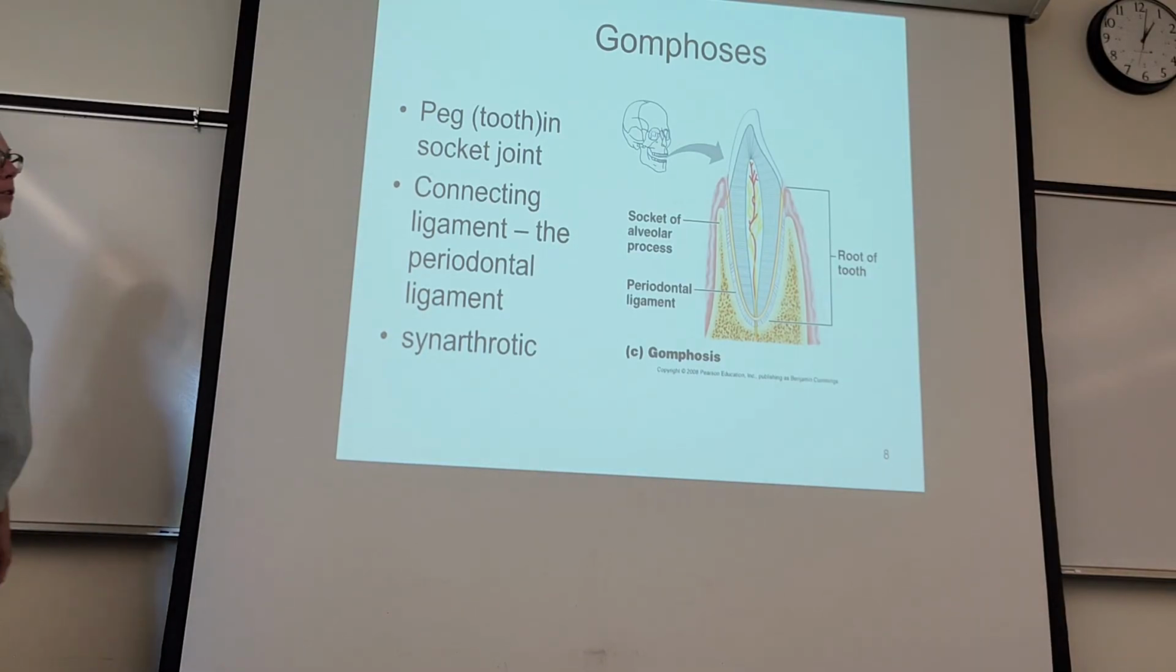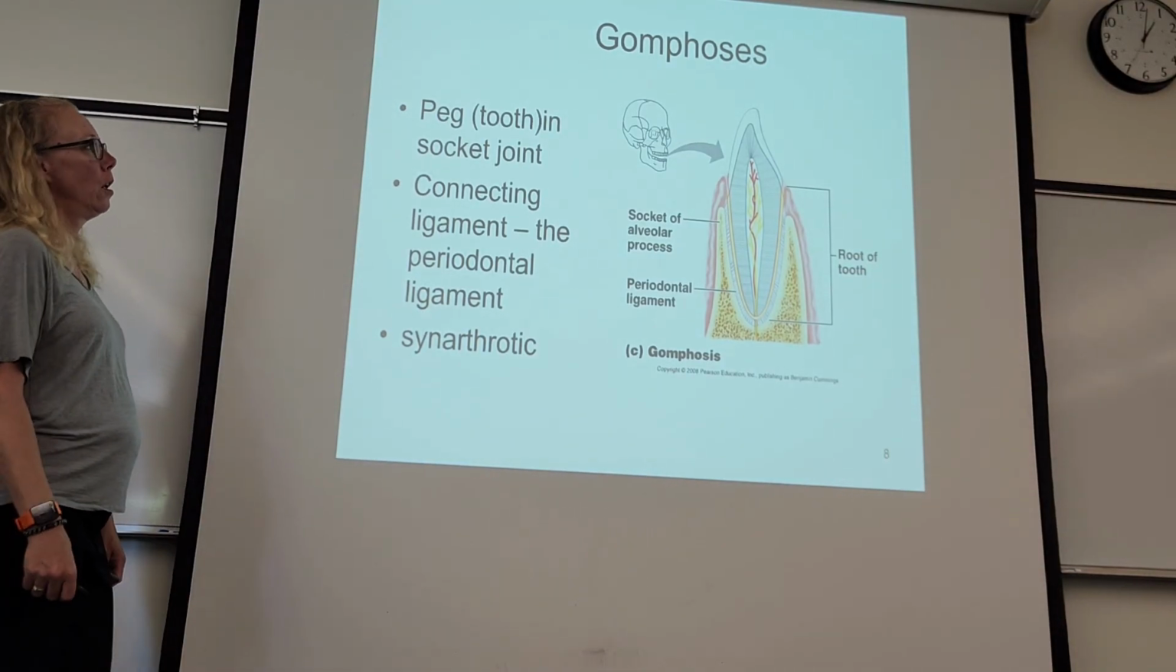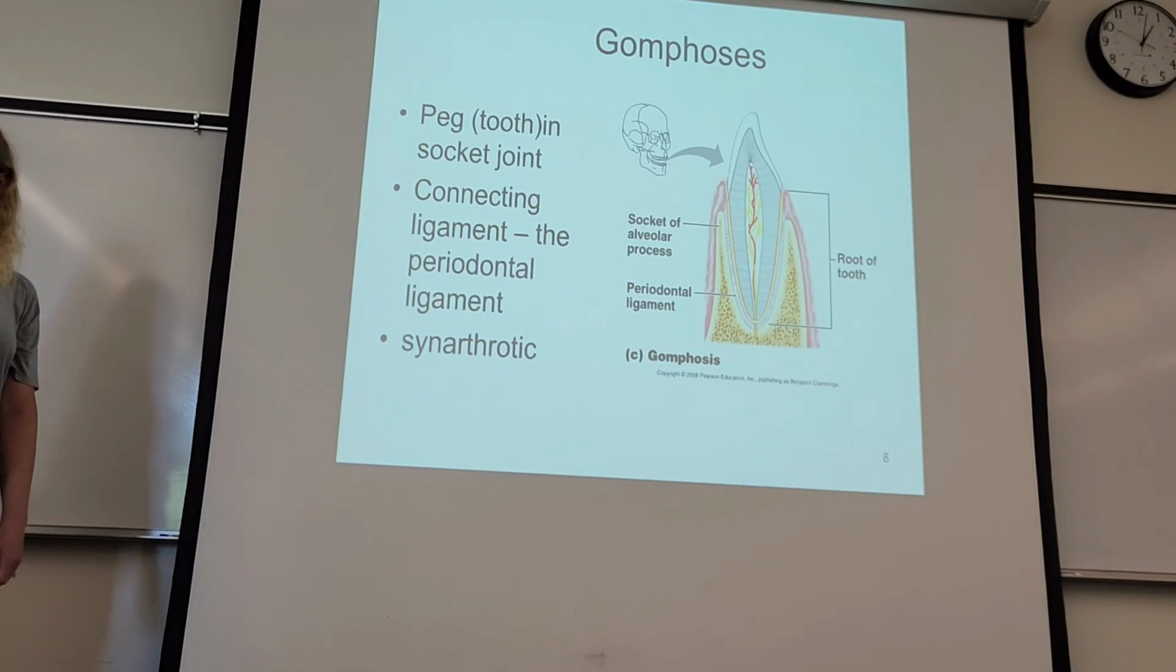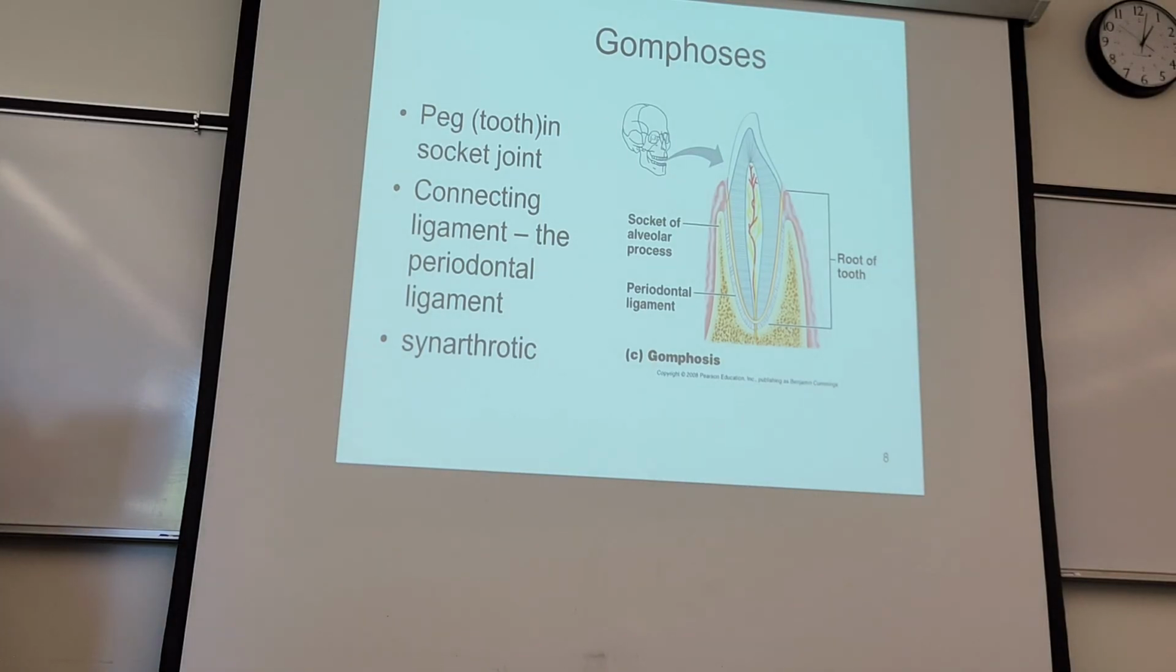Okay, so the gomphoses, the last example, is your tooth in a bony socket. The periodontal ligament is what's involved in connecting your tooth to the bony socket. And we're talking about adult teeth here. We're not talking about baby teeth where you lose them and then get a new set. So these are adult teeth.